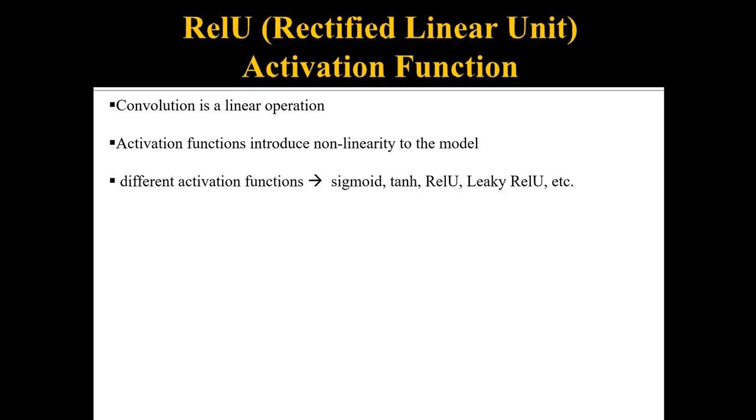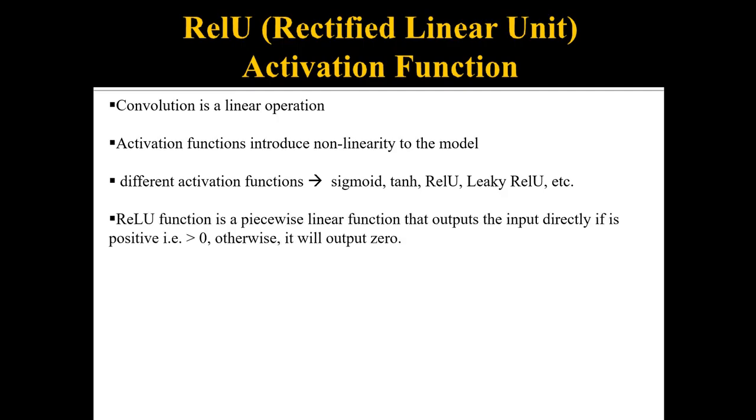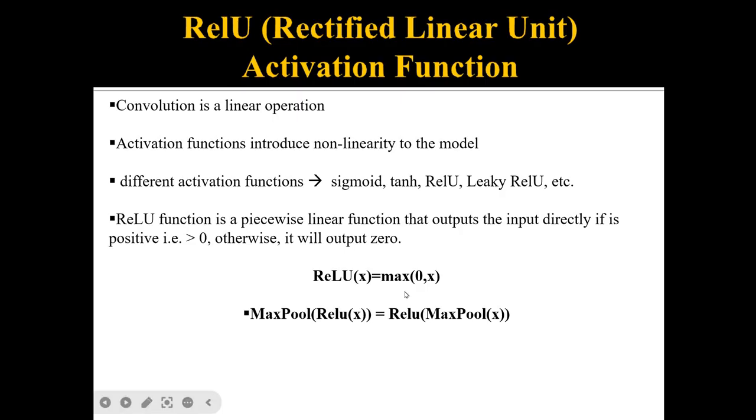Now, after every convolution operation, the ReLU activation function will be used, and the ReLU function is a piecewise linear function. That is, it will output the input directly if it is positive. If it is greater than 0, we'll get the same output. If it is less than 0, that is, if it is negative, then the output will be 0. If the value is positive, we'll get the same value. If the value is negative, simply we'll get a 0. So here ReLU of x is equal to max of 0 comma x.